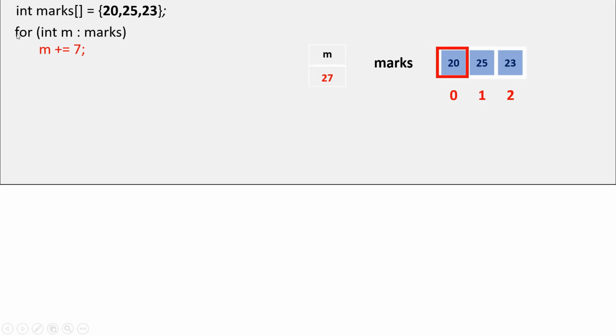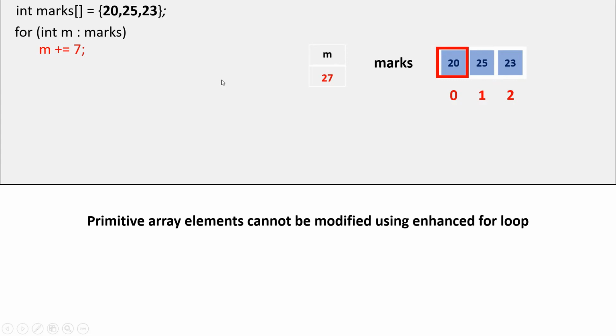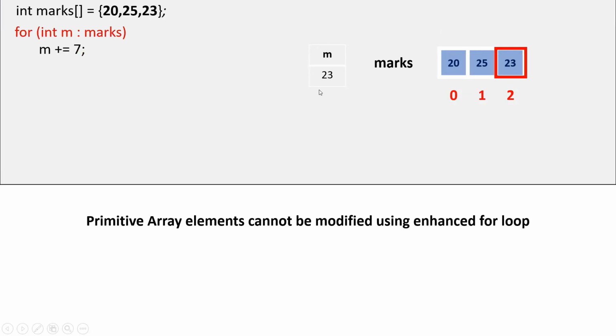So do note, when we use the enhanced for loop for primitive data types, we cannot modify the array elements. If we need to modify the array elements, we need to use the for loop, which makes use of the index, and then change those values. So here only m changes to 27, whereas the array element remains as 20. So moving on, m will be 25, and when we do m plus equal to 7, this local variable m will change to 32, and so on for 23. Local variable will change to 30.